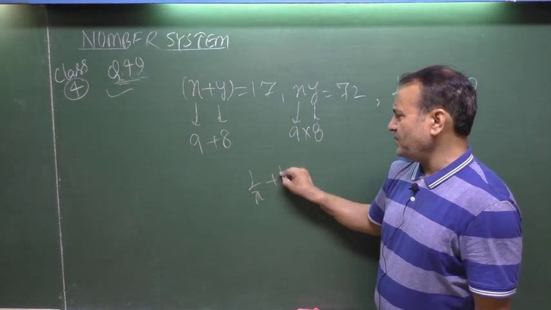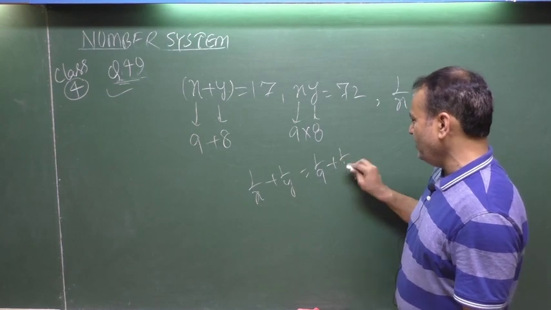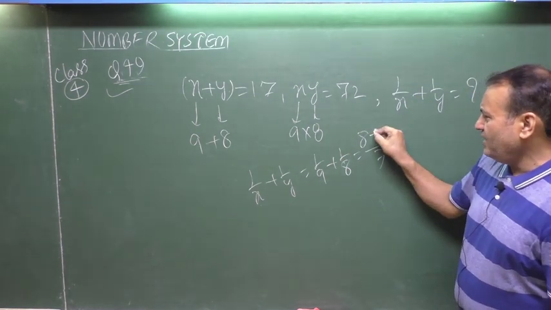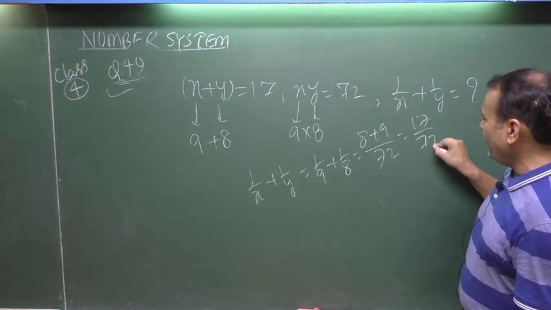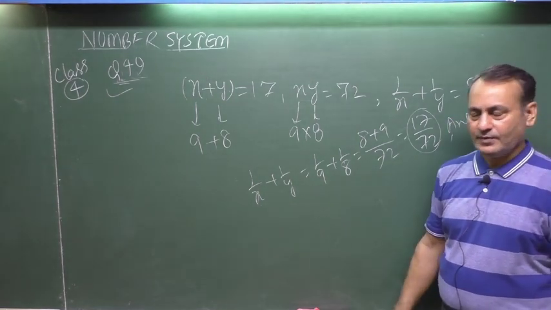Now 1 by x plus 1 by y equals 1 by 9 plus 1 by 8. Then 72 is the LCM. 9 8 ja, 8 9 ja. That means your answer is 17 by 72, like this. This is your answer. Note down.